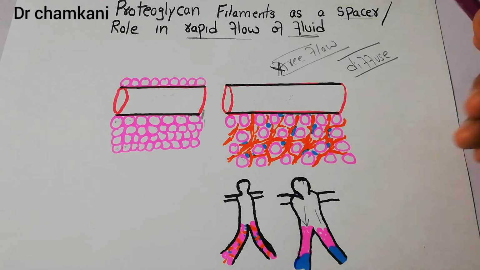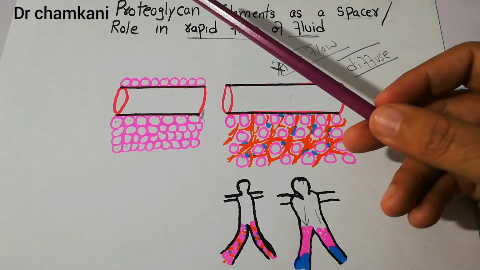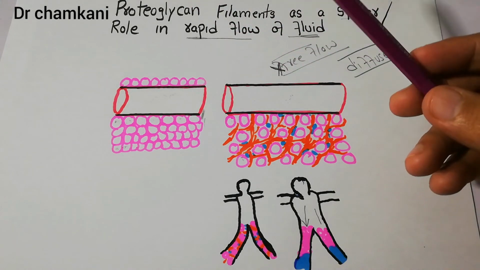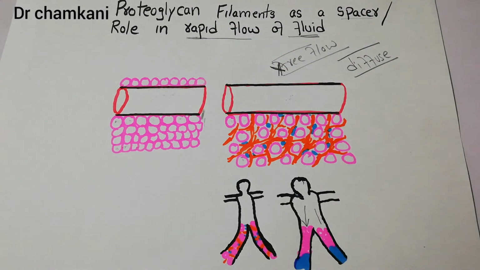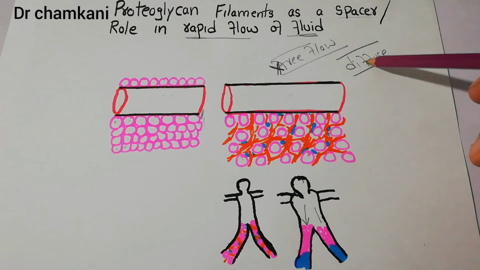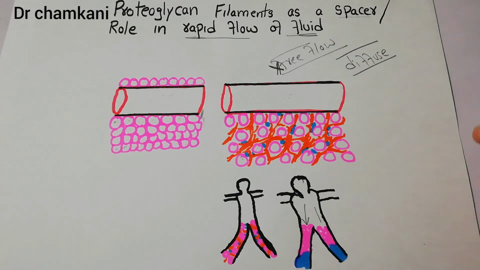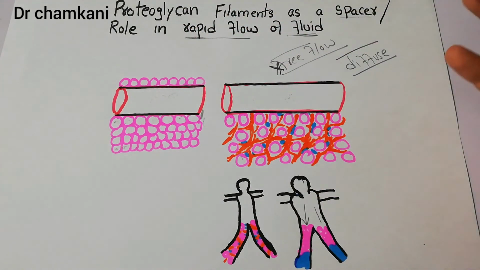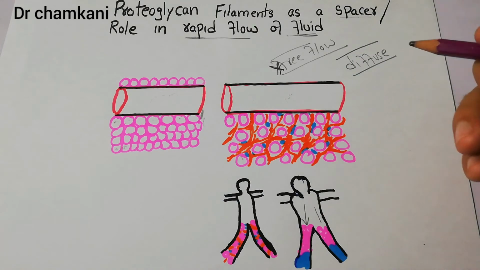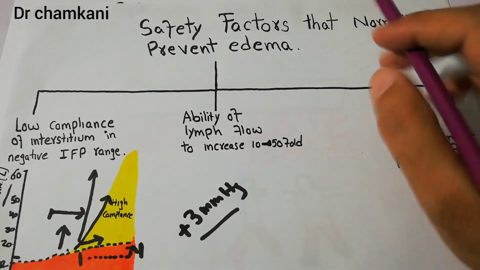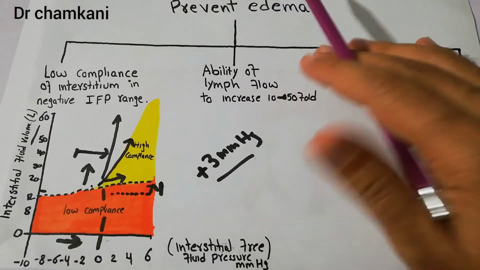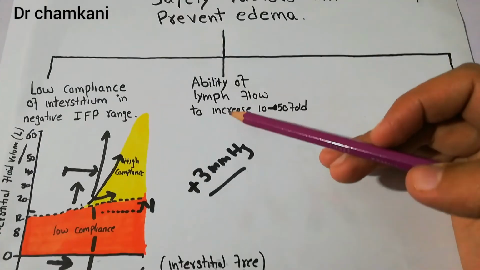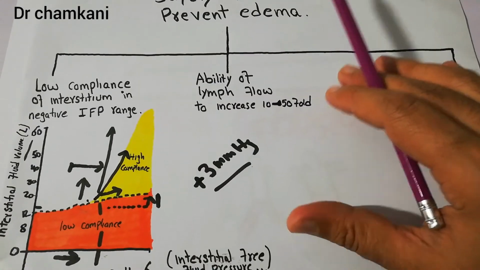So, to summarize this lecture, the proteoglycans are helpful in making the interstitial gel, as well as they act as a spacer for allowing the diffusion of nutrients, and similarly they prevent the rapid flow of fluid and prevent edema in normal circumstances. So that's all about the first safety factor. Now the first safety factor that normally prevents edema is finished, and in the next lecture we will discuss the second safety factor which prevents edema.